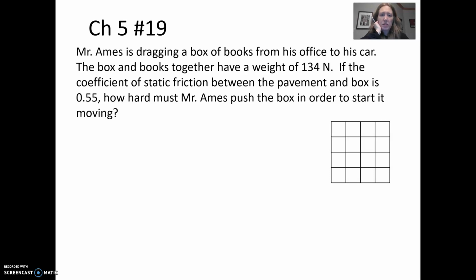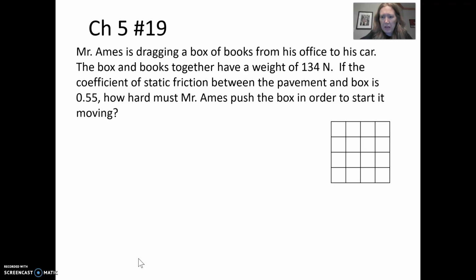This problem uses the coefficient of static friction to solve for the force of static friction and then another force on the force diagram. In this case, we have somebody pushing a box of books across the ground. They give us the weight, they give us the mu s value. But it's a little hard to understand why they're asking us for static friction when it says that the box is going to start moving. Okay, but here's the situation.